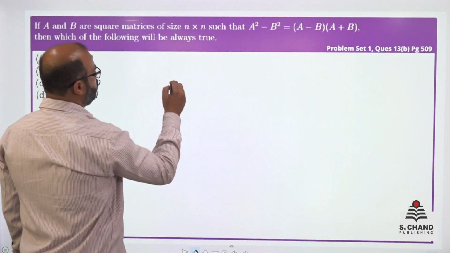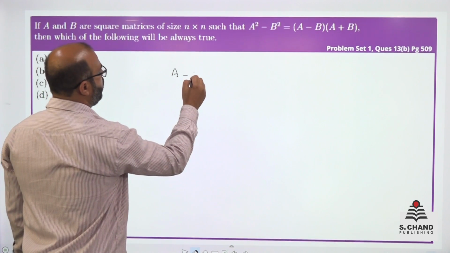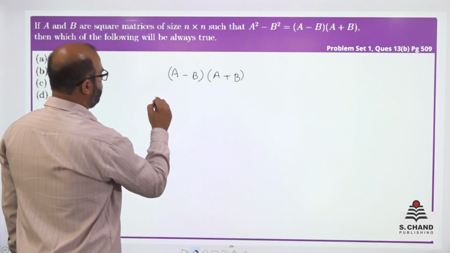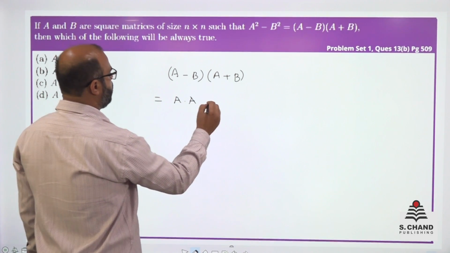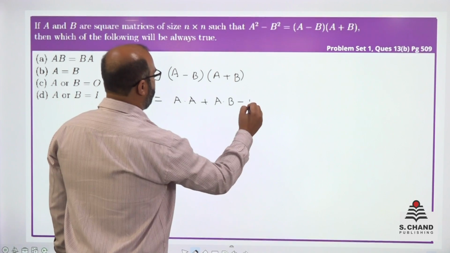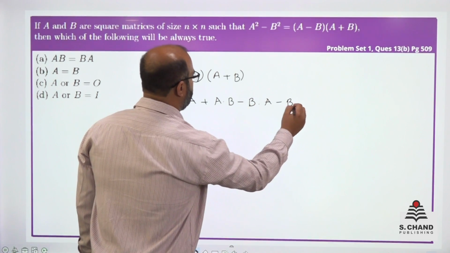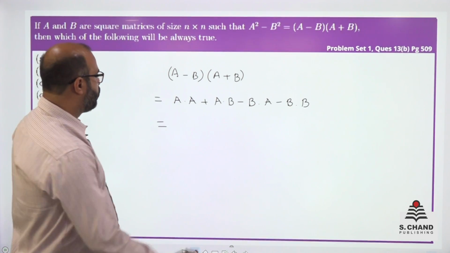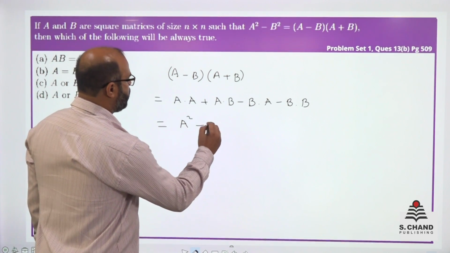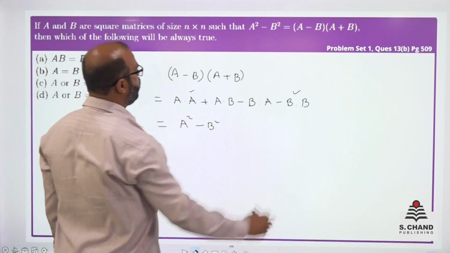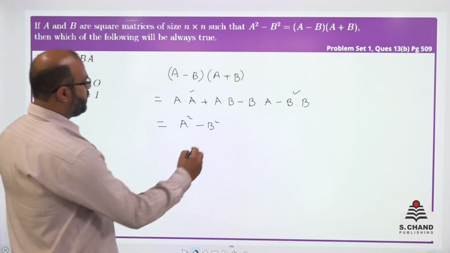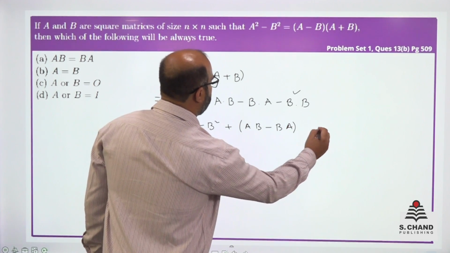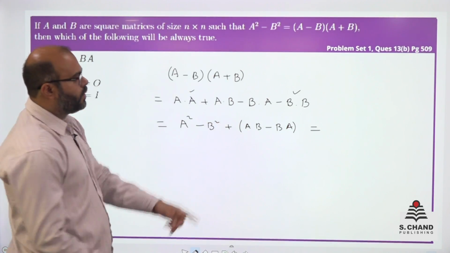So A square minus B square is equal to A minus B into A plus B. A minus B into A plus B can be written as A square, that is A into A, plus A into B minus B into A minus B into B. Now we already studied that AB and BA are not equal. So this is A square, this is B square, plus AB minus BA.